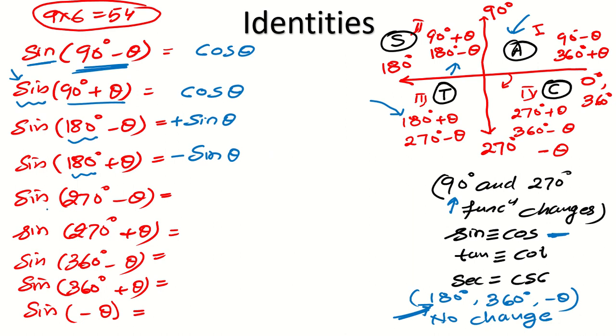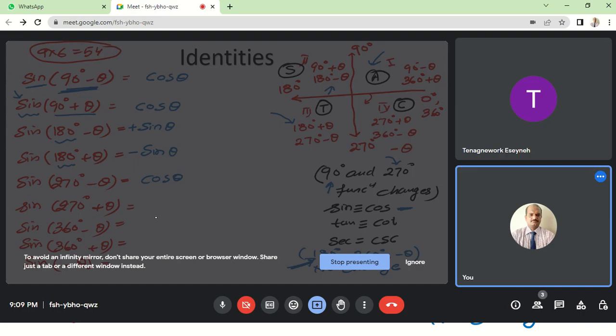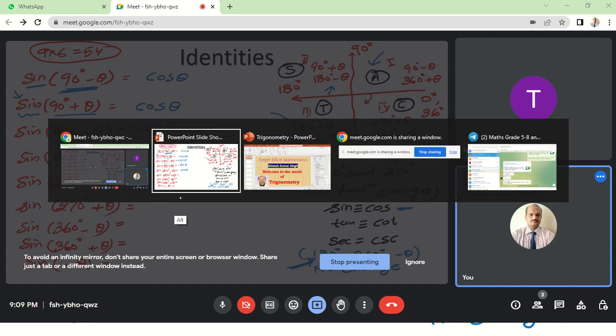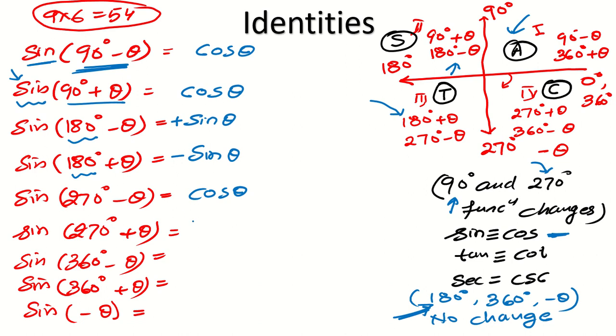Okay. Now sine 270 minus theta. 270 means the function changes. So it will become cos theta. So it is cos theta, and then 270 minus, again it is in the third quadrant. So in third quadrant sine will be negative. So it will be minus cos theta.